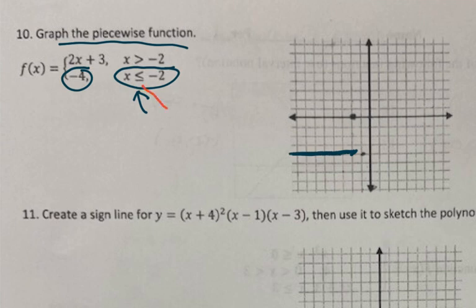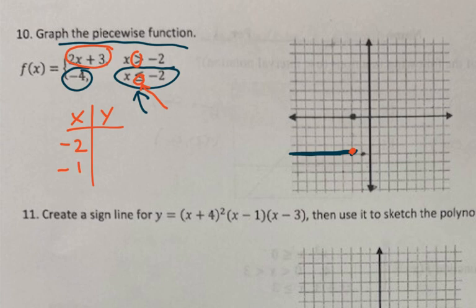Now notice how it's also equal to. So it's going to be a solid dot right there at (-2, -4). Now, to graph this, the smart thing to do is to make a little table. And we're going to start with -2, even though it's not included in this piece, because that gives us our starting point.